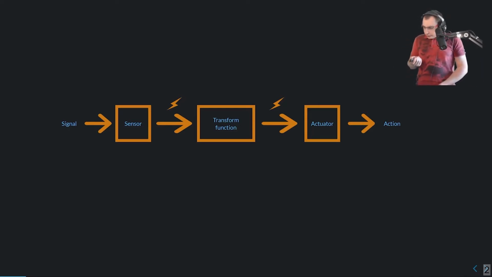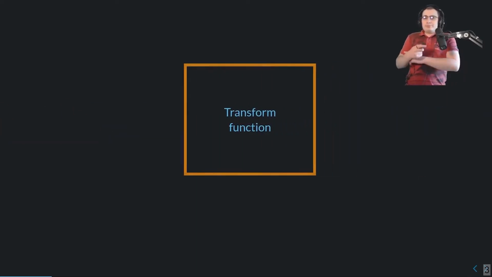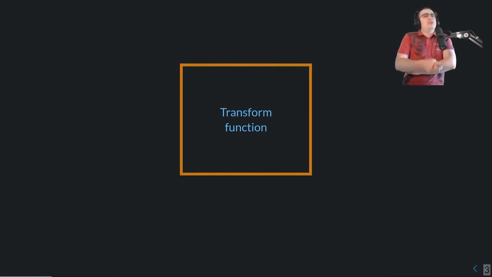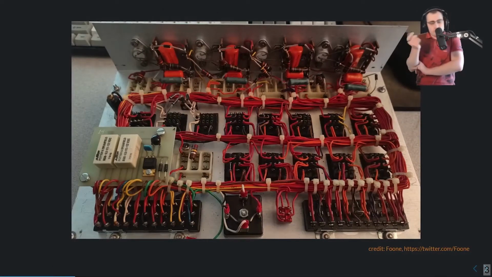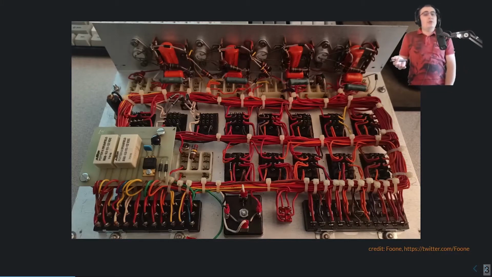Now, another thing, and most of the magic here happens in the transform function, right? So let's look a little bit more at it. What's one of these transform functions? How does it work? How do we make one of them? Well, this is an example of one of them. This is taken from Foone, who you probably know on Twitter. And this is, if I remember correctly, a relay-based duplicating punch card machine. It's a machine that takes punch cards and duplicates them. And that's an example of a transform function from the late 70s.